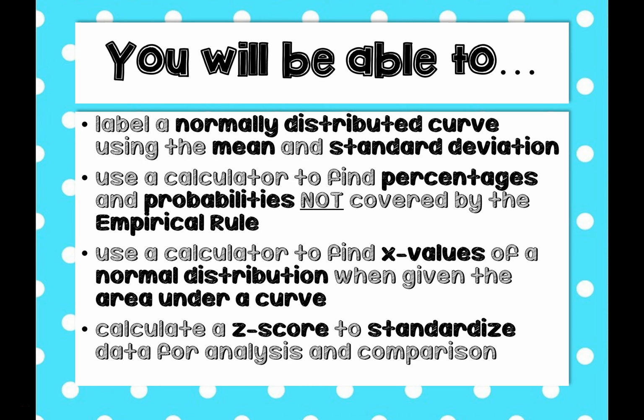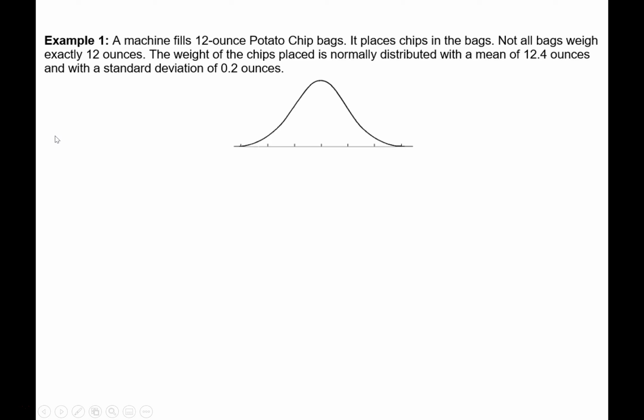standard deviation still. Then we are going to use a calculator, specifically z-scores, to find percentages and probabilities when we're given a problem that's not covered by the empirical rule. And we're also going to use z-scores to find x values of a normal distribution when we're told the area or the percentage underneath the curve. And then last, we're also going to calculate z-scores to standardize data so that we can analyze and compare different situations. So let's get started.